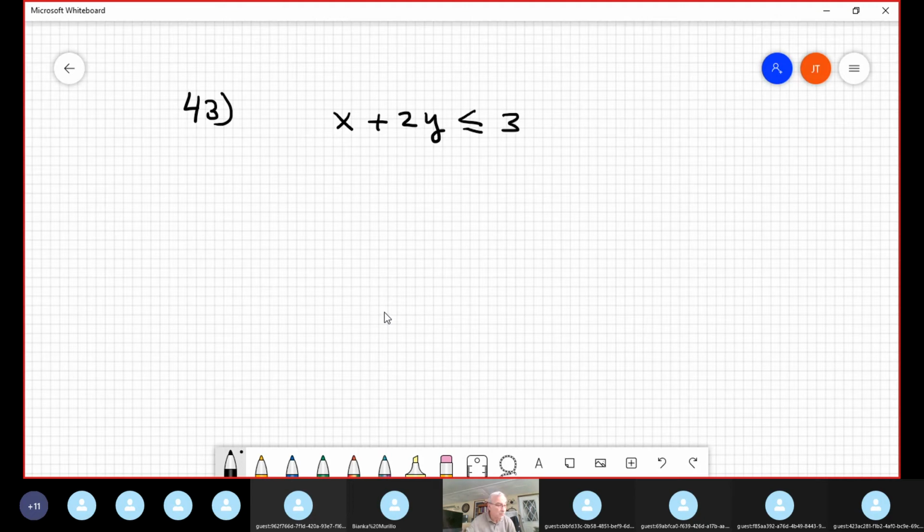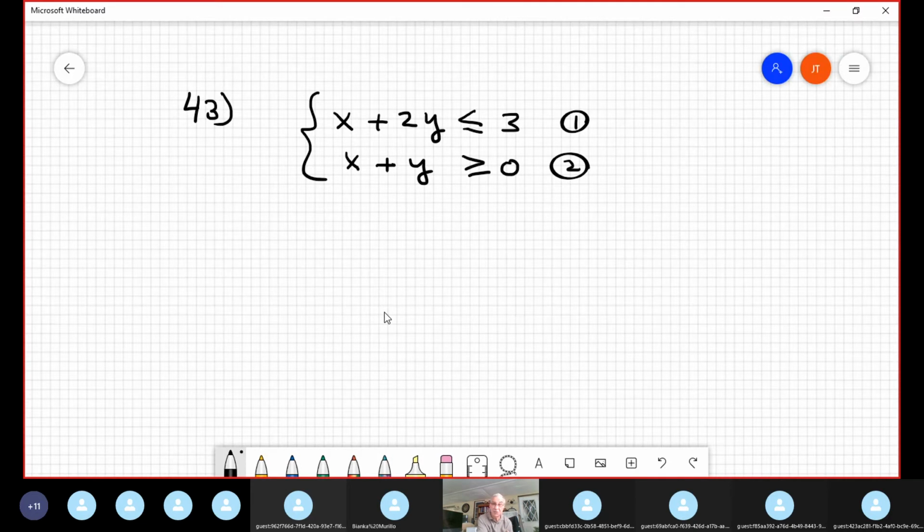Number 43 now. Look, inequality number 1, inequality number 2. It's a system of inequalities: x plus 2y less than or equal to 3, and x plus y greater than or equal to 0.